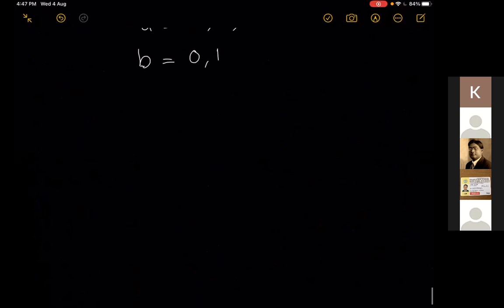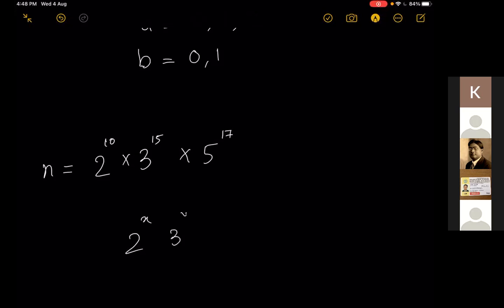So now let us take another big example. Suppose n is 2 to the power 10 into 3 to the power 15 into 5 to the power 17. So tell me, 2 to the power x, 3 to the power y, 5 to the power z divides n when?